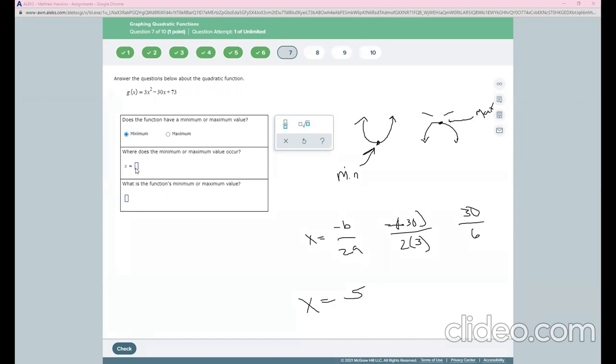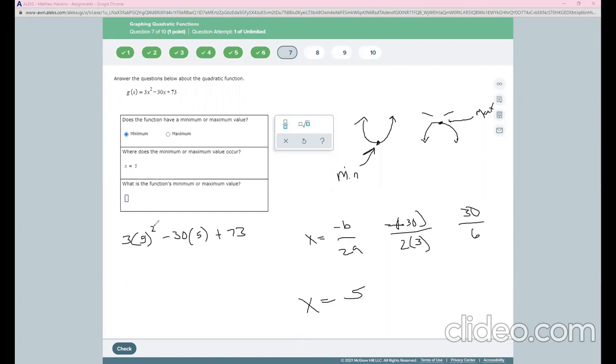So that's where the maximum or minimum occurs. The function's minimum or maximum value is going to be the y coordinate of the vertex. So I need to take this x and plug it in for all the x's up here and get the y coordinate of the vertex. So let's do the PEMDAS. I have 3, and this says x, which is 5, squared, minus 30. And then it says x, so I put parentheses, and x is 5. And then plus 73.